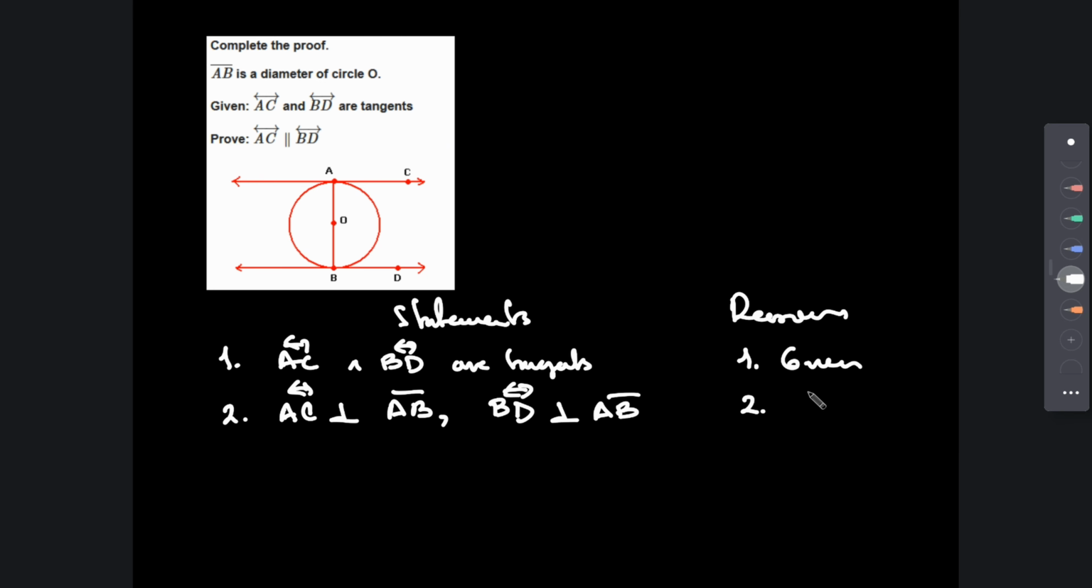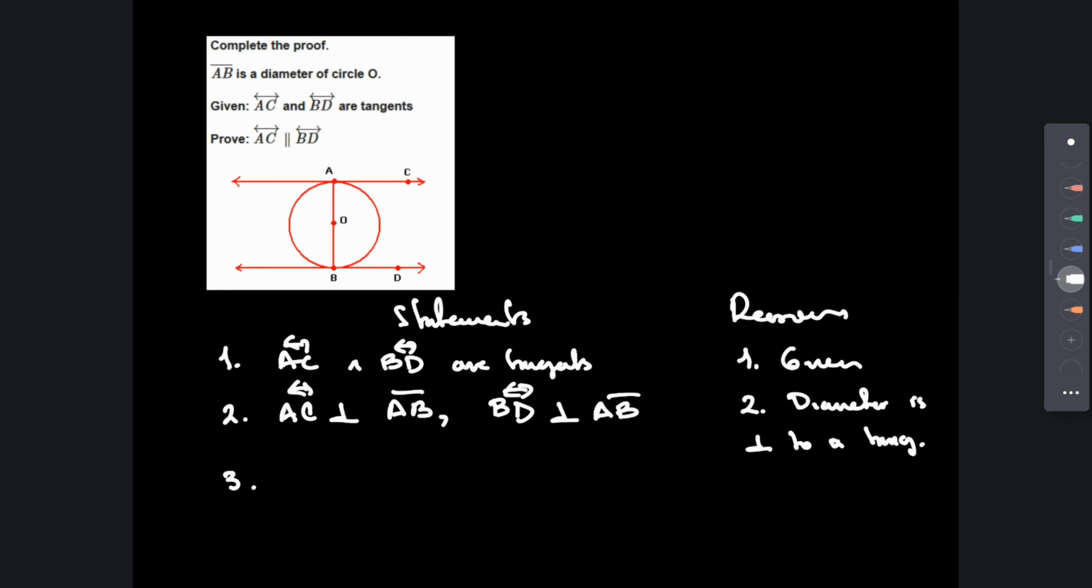This is because a diameter is perpendicular to a tangent line at the point of tangency. Well, actually to a tangent line. It's obvious that it's going to be at the point of tangency.